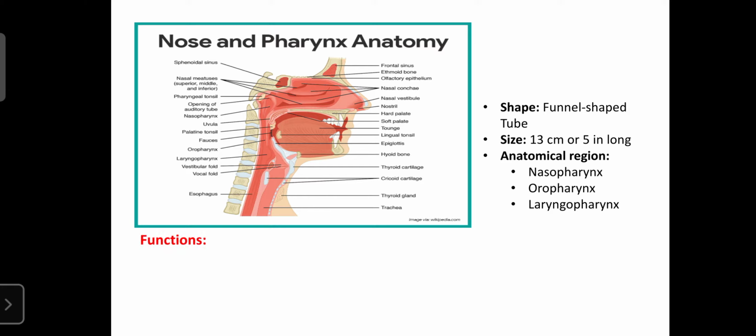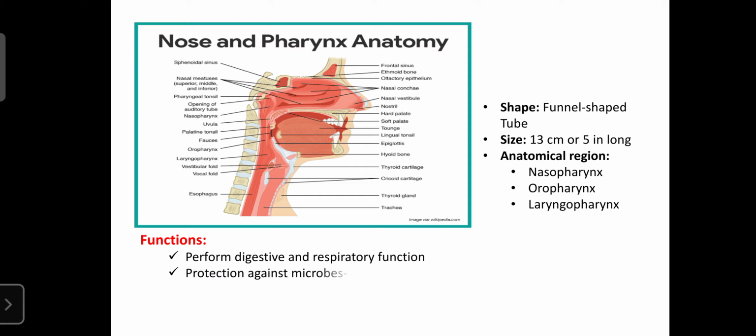Regarding the functions, the pharynx can perform digestive functions as well as respiratory functions. It means the pharynx also has an opening to the oral cavity. That's why it is helpful for the propulsion of food from the oral cavity to the esophagus, and in the respiratory system, it is helpful for the transport of air from the nose to the larynx. So the pharynx performs both digestive and respiratory functions.